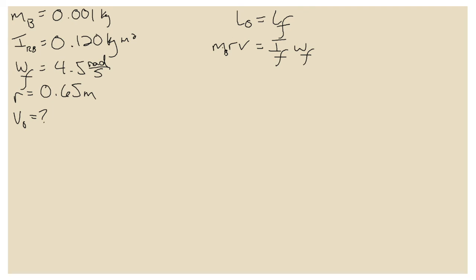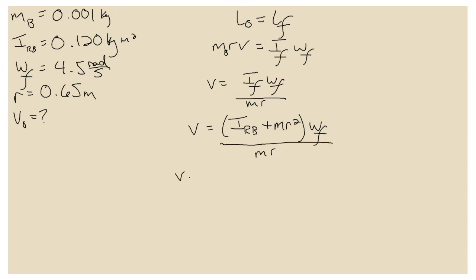Now, your first move here, as I always say, makes it a lot easier: just solve for the thing you're trying to solve for. You solve for V, you get I final omega final over mr. What you need to realize is that the final rotational inertia is going to be based on two things. It's going to be based on the rotational inertia of the rod and the block, but it's also going to be based on the rotational inertia of the bullet. And because we're modeling that as a point mass, we're going to call it mr squared. Of course, we're going to want to multiply that by omega final, and then divide that by mr. And so now we're in business.